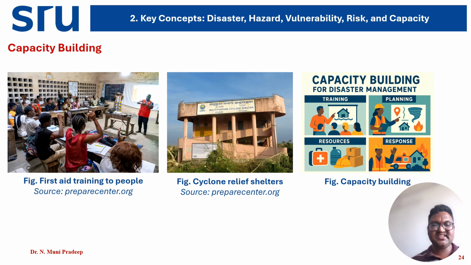You can see the third one. The third image represents capacity building in a broader sense. The first one is about training. The second one is about cyclone relief centers. And the third one is about capacity building: the community training, the awareness programs, the mock drills, and institutional preparedness exercises. These all come under capacity building in the broader sense. These are not dramatic visible structures, but they build the human and organizational capacity that is equally essential.